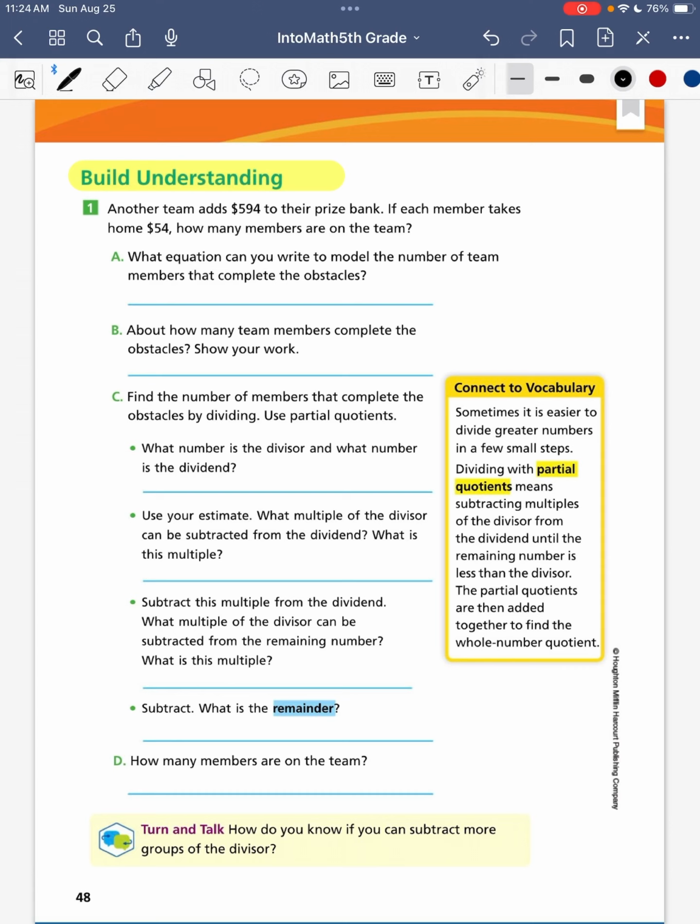To help us build understanding, question number 1. Another team adds $594 to their prize bank. If each member takes home $54, how many members are on the team? Number 1, what equation can we write to model the number of team members that complete the obstacles? Well, we have 594 divided by 54. This will tell us how many members of their team complete it.